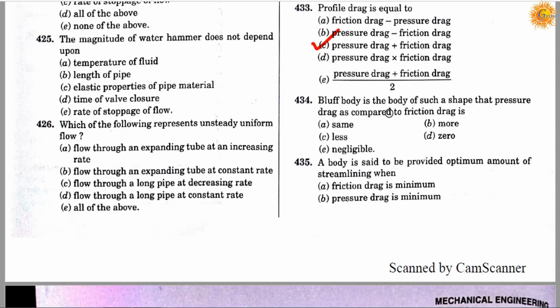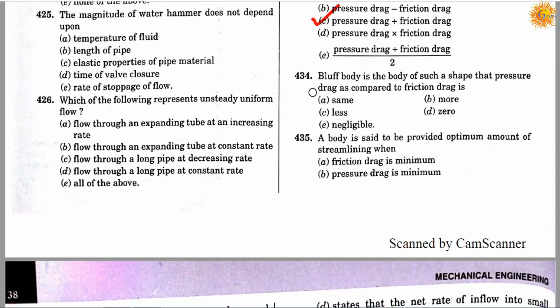Question number 434. A bluff body is a body of such a shape that pressure drag as compared to friction drag is: option A, same; option B, more; option C, less; option D, 0; and option E, negligible. Correct answer is B. It's more.